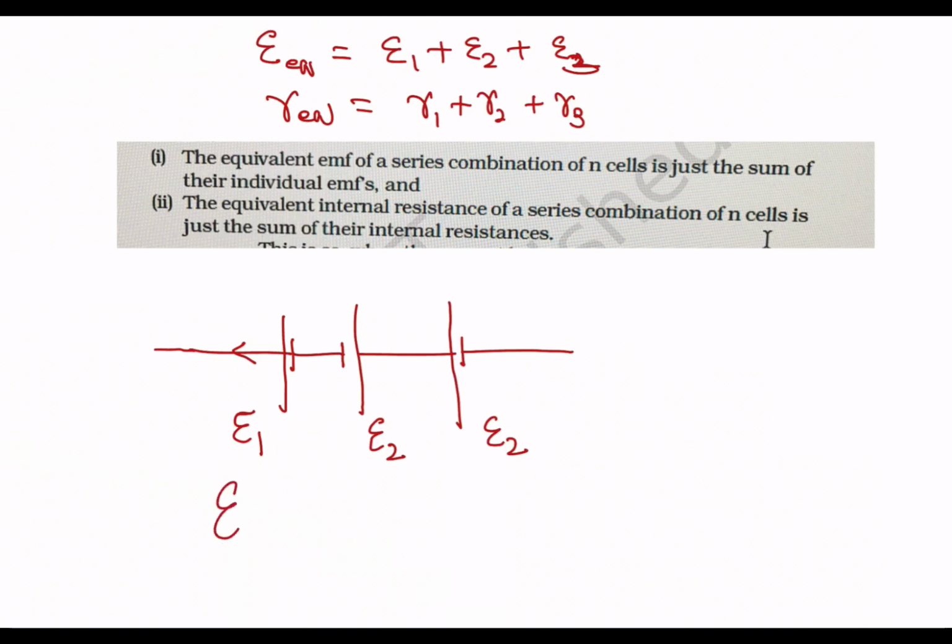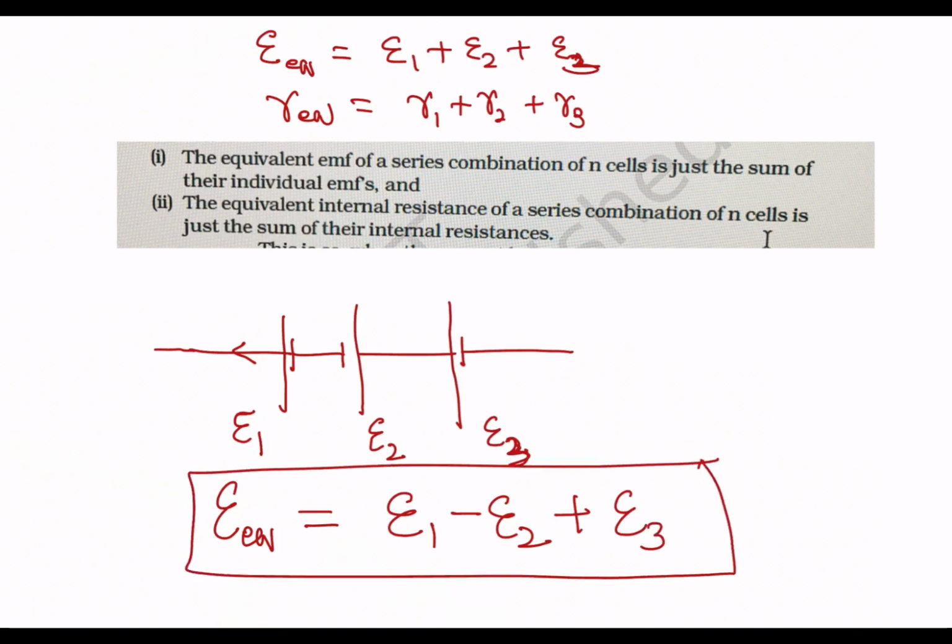At that time, you should remember that the equivalent EMF of such a combination is written as E1 minus E2 plus E3. So when any cell is connected in a reverse manner such that it is driving the current in the opposite direction to the remaining cells, we have to put a minus sign. A negative sign should be given to that EMF of the cell.